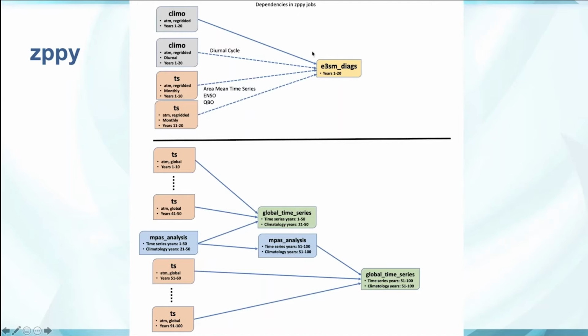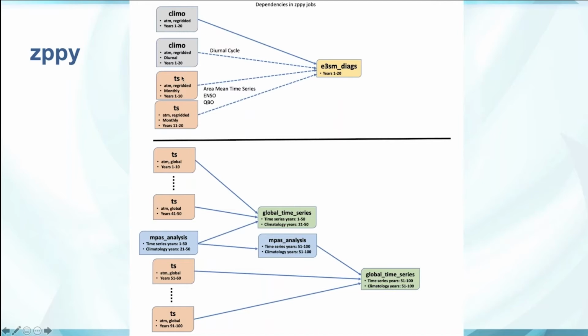So for E3SM Diags, a lot of the base functionality like the lat-lon plots and the polar plots depend on climatology. The diurnal cycle diagnostics, however, needs the diurnal climatology. So if you want that set to run, zppy will make it depend on that climatology. And then also for the time series, there are certain sets within E3SM Diags, like ENSO, QBO, and area mean time series, that require time series files. So if you set that, zppy knows to create those as dependencies. Now you'll notice here there are 2 time series, years 1 to 10 and 11 to 20. In the config file on the last slide, we were doing time series in 10-year chunks instead of 20 like the climatology.